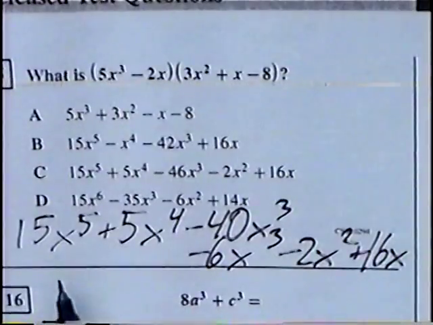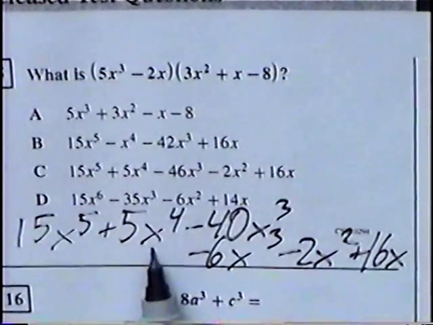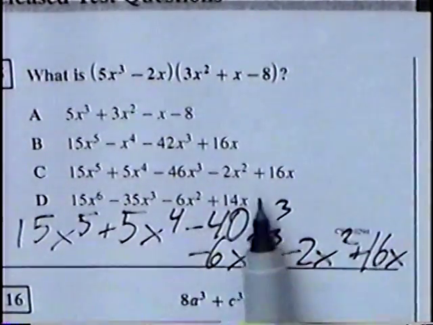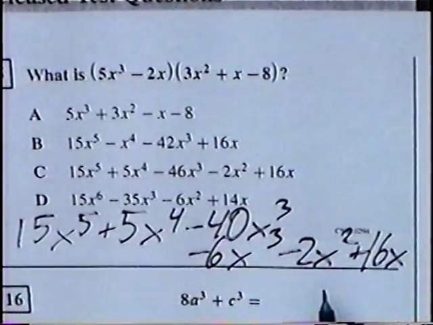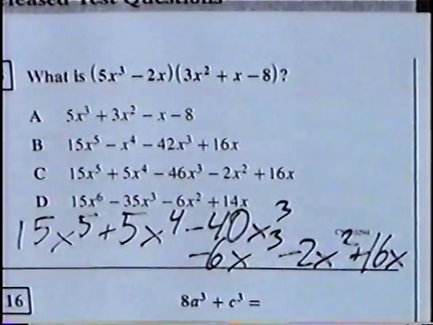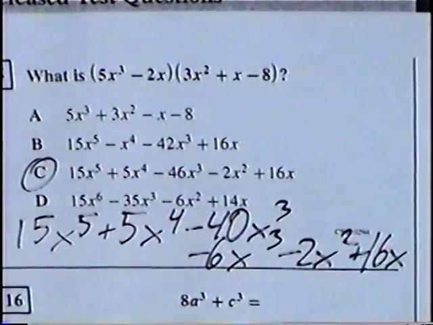So the correct answer, 15x to the 5th plus 5x to the 4th. Combining the x cubes would be negative 46x cubed minus 2x squared plus 16x, which would be C.